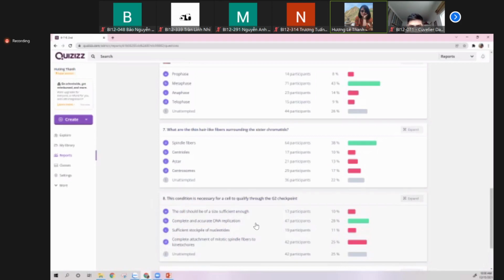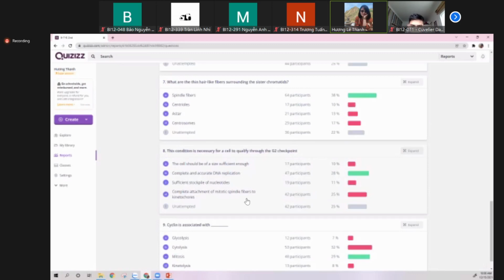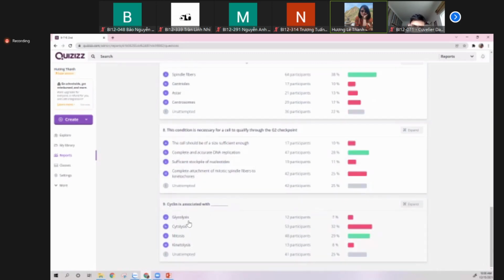And question number 9, cyclins is associated with mitosis. I don't know what cytolysis is. I just think about these words, but I don't know what cytolysis is at all. So cyclin is associated with mitosis. Also cyclin and the CDKs, remember about the cell cycle regulators. Okay, they are positive cell cycle regulators.